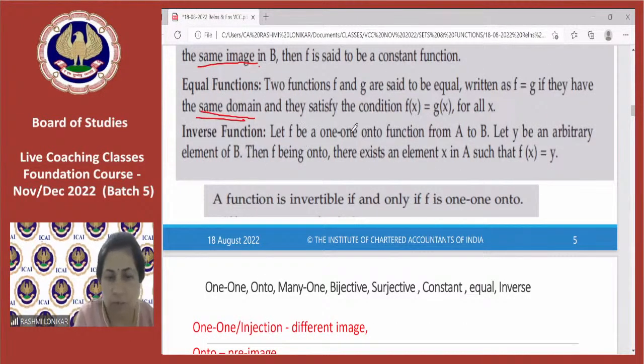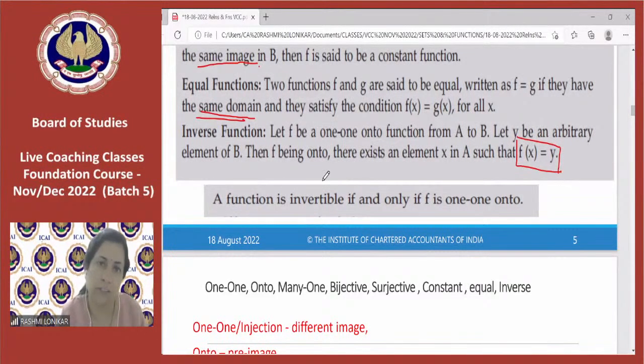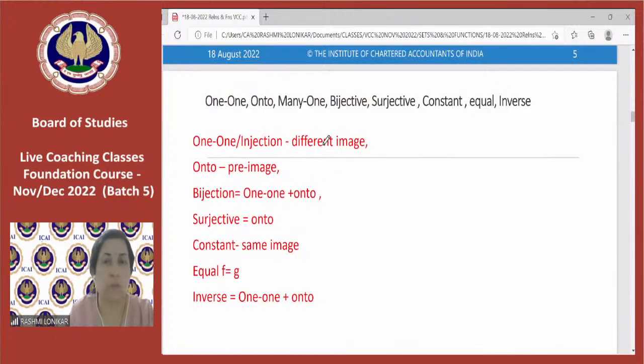Inverse function. If f is a 1-1 onto function from A to B, then let y be an arbitrary element of B. Then f being onto, there exists an element x such that f(x) is equal to y. Then we say it is an inverse function. What is the condition to know whether a function is invertible? We can find the inverse if and only if it is 1-1 as well as onto. Means every element of A will have an image in B and every element of B will have a pre-image in A. Only when this condition is satisfied will there be an inverse. So I've just given you the short forms in which you can remember.